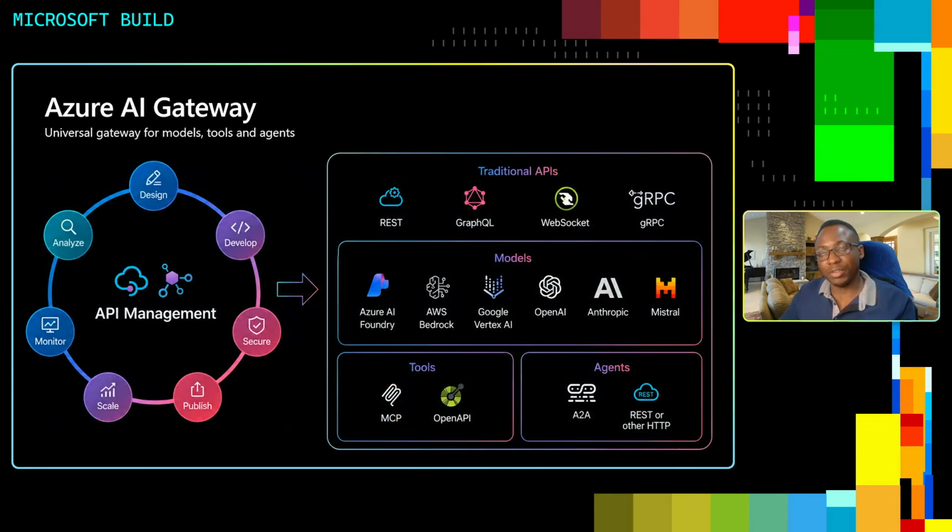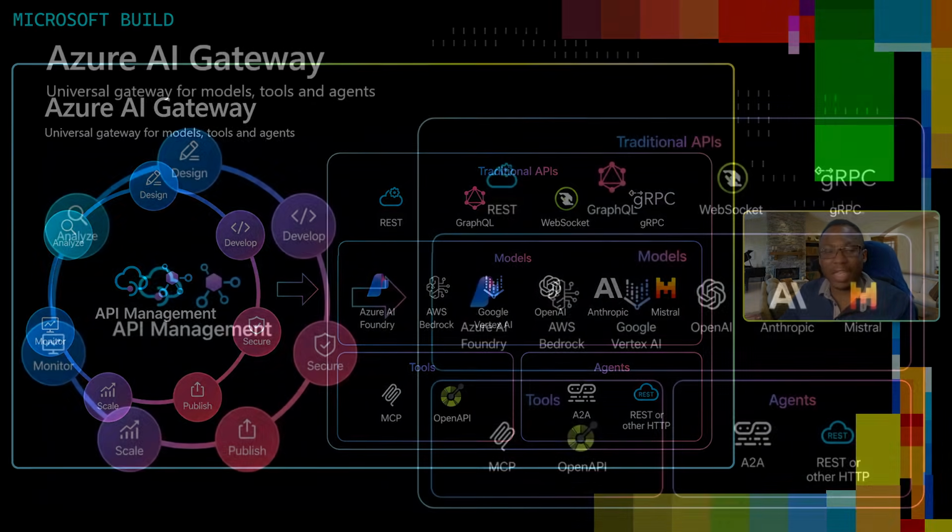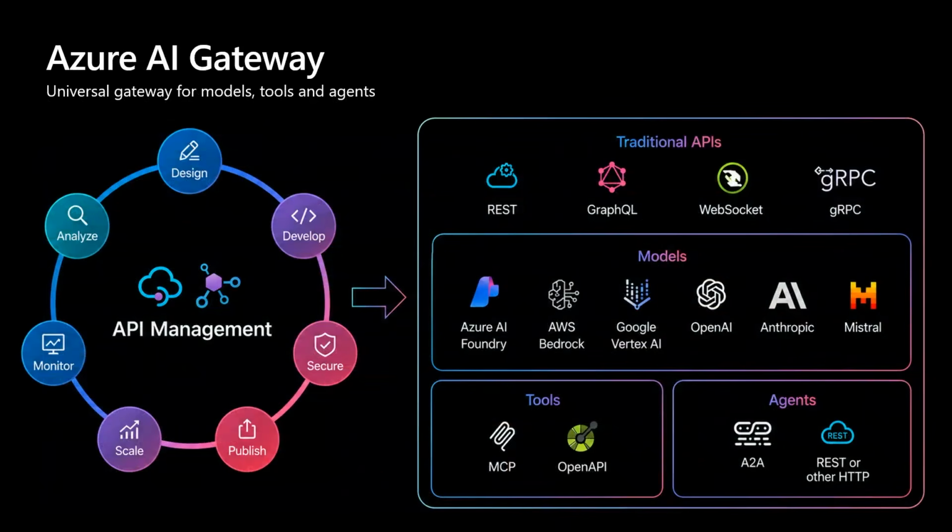Now, I've made reference to the Azure AI Gateway. This talk is about the Azure AI Gateway. So what exactly is the Azure AI Gateway? To put it simply, it's a set of AI-native governance capabilities in the API Management service in Azure. And the capabilities cover 3 governance surfaces.